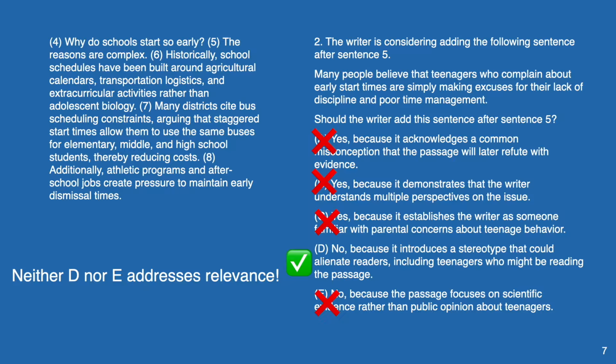Here's why E is wrong. To explain early start time, sentence 6 cites historical evidence, and sentences 7 and 8 offer social and logistical explanations. So while the passage does use some scientific evidence, it's inaccurate to say it focuses on scientific evidence. More importantly, E does not address the real problem with the sentence, its tone toward teenagers.